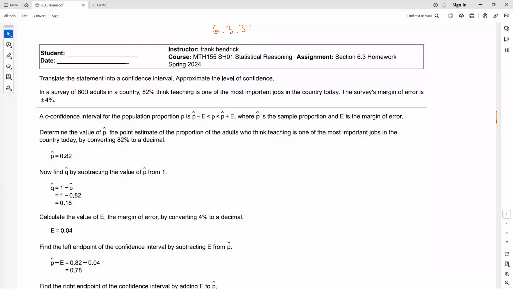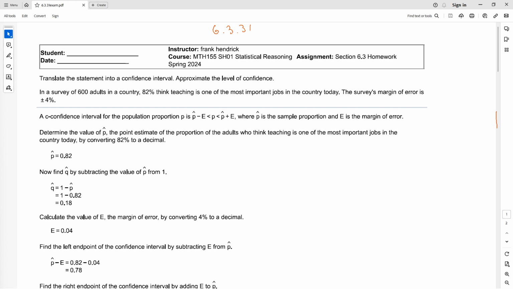Translate the statement into a confidence interval. Approximate the level of confidence in a survey of 600 adults in the country. 82% think teaching is one of the most important jobs in the country today. The survey's margin of error is 4%.